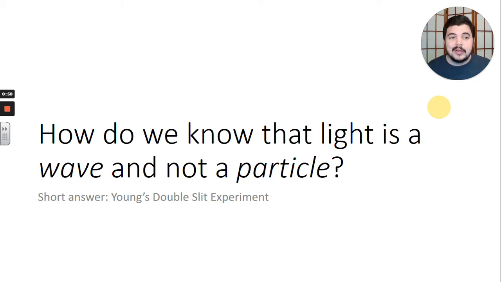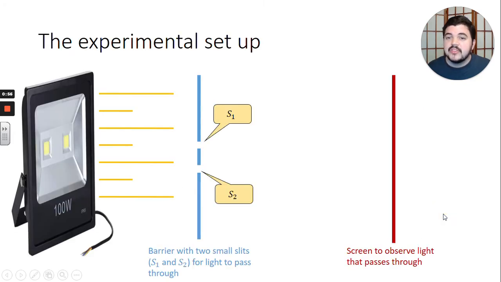But let's go through the storyline of Young's experiment. So here's the setup. We have a floodlight. He didn't use a floodlight in 1801, but we've got light coming in. We have two slits, slit 1 and slit 2, labeled S1 and S2. And then otherwise we've got a barrier. So light can only hit these two slits. And we have a screen over here where we can observe the light that passes through those two slits. So we've got a barrier with two holes in it, an observation screen over here. That's what's going on.